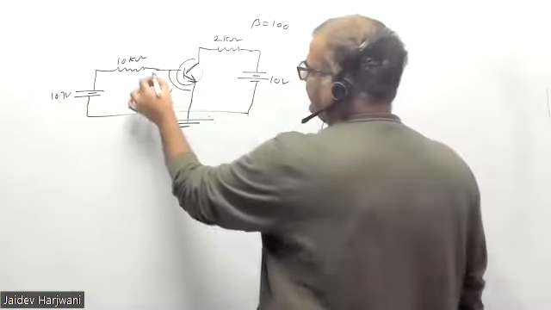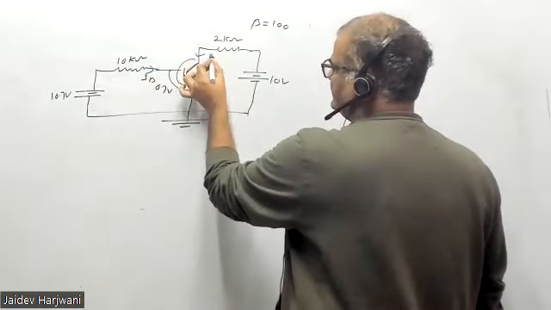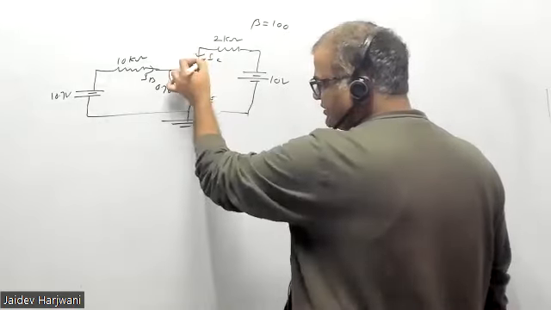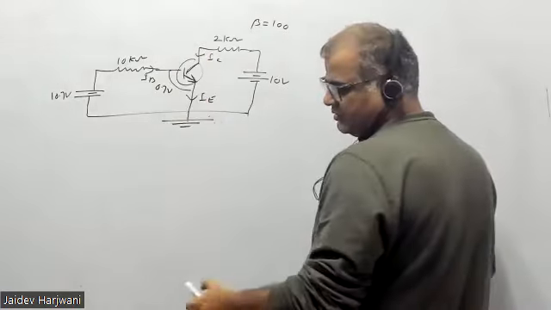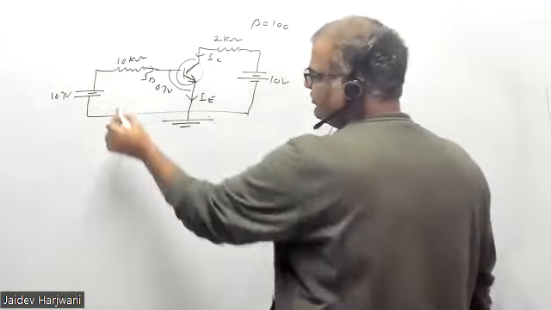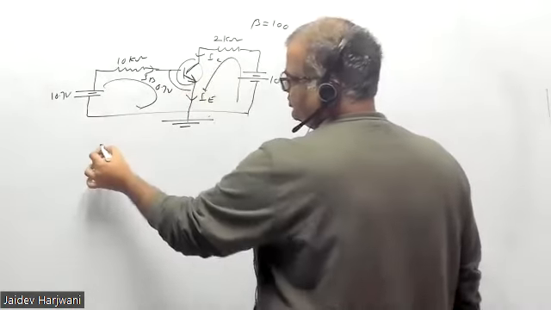So first we have to find the IB value, and then we want to find the IC value. And this is the emitter current IE. This is an NPN transistor, so currents are coming like this. If it's a PNP transistor, everything becomes opposite. So first you take this loop, and then you take this loop. This is the input loop.